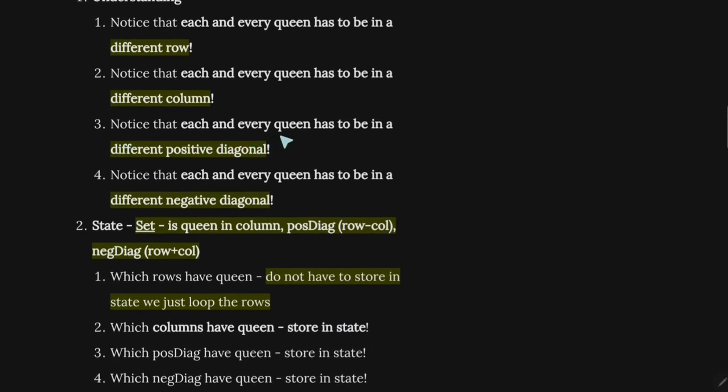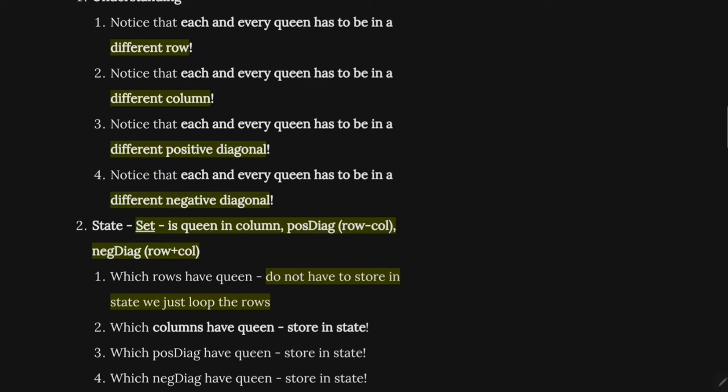Notice that each and every queen has to be in a different positive diagonal. Let's take, we have two diagonals, this one and this one. Let's consider this one the positive. So each and every queen has to be in a different positive diagonal. We cannot have multiple queens on the same positive diagonal because otherwise they would collide. Notice that each and every queen has to be in a different negative diagonal. We cannot have multiple queens on the same negative diagonal, otherwise they would collide.